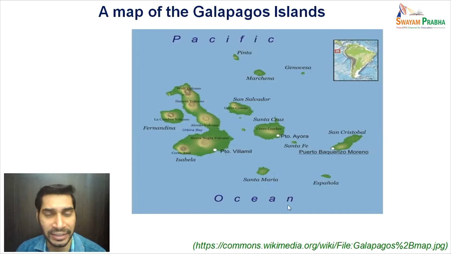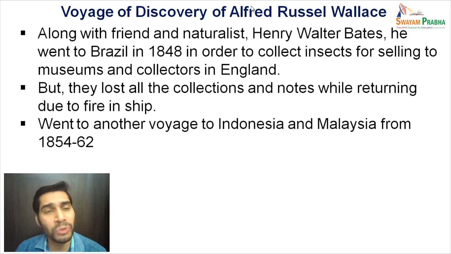Russel Wallace also went on a voyage of discovery. He was very much influenced by Charles Darwin. Along with a friend and naturalist, Henry Walter Bates, he went to Brazil in 1848. The purpose of the trip was to collect insects so that he could come back to England and sell these insect collections to the museum curators and collectors in England.